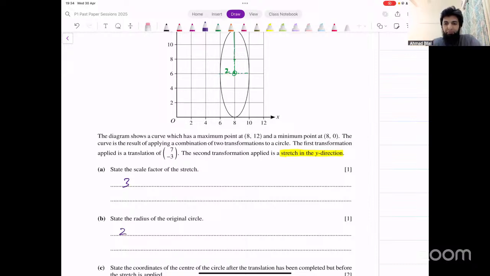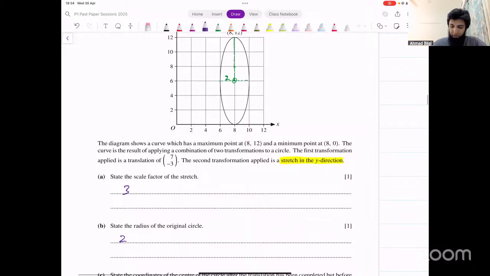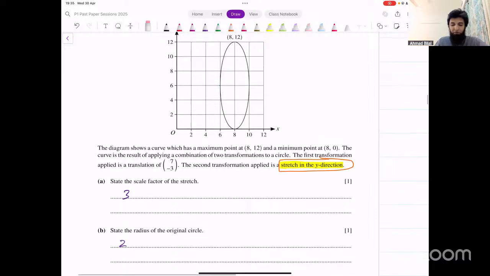Could you explain the scale factor stretch again? I didn't understand. The question says it's a stretch in the y direction. So it's a vertical stretch. That's what we know for sure. There's no horizontal stretch. They have not mentioned anything like that. So the stretch is only in the vertical direction. Horizontally, it's the same size as it originally was for the circle.